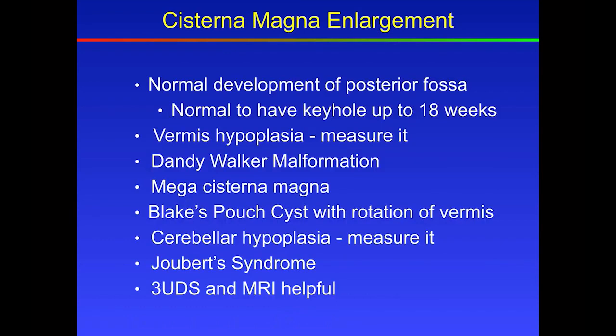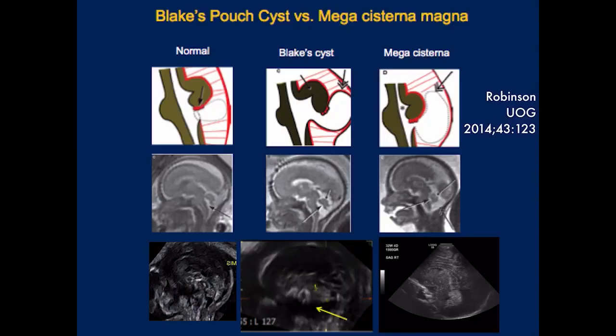Now, there are other causes of dilated cisterna magna besides Dandy-Walker. It can be normal up until 18 weeks of gestation and have a normal keyhole appearance. It can be related to vermian hypoplasia, so you can measure the superior to inferior vermis and put it on tables and see if it's too small. It can be due to a megacisterna magna or a Blake's pouch cyst where the vermis rotates. It can be due to cerebellar hypoplasia, so you may want to measure that from side to side. It can be related to Joubert syndrome, where you see that molar tooth sign. And you can find both MRI and 3D ultrasound helpful for this.